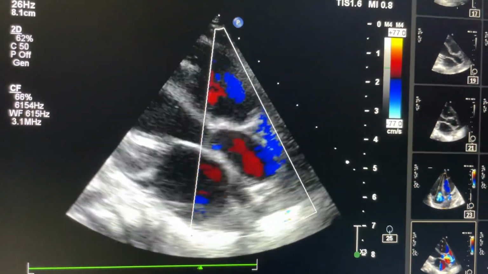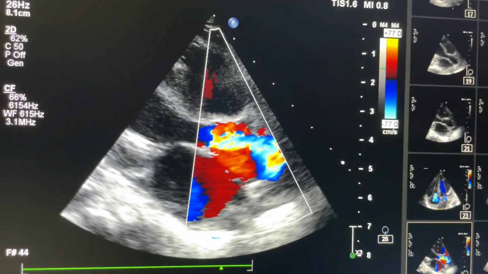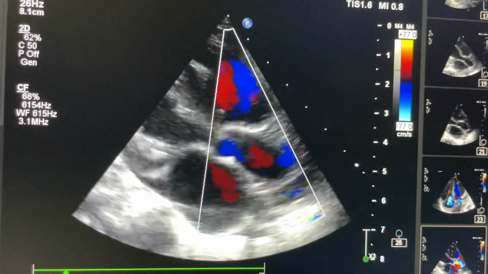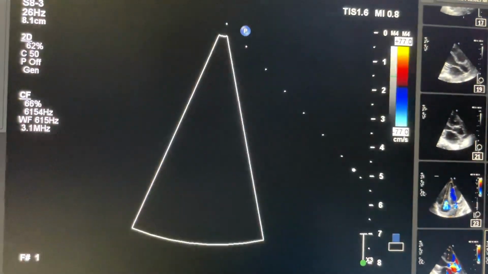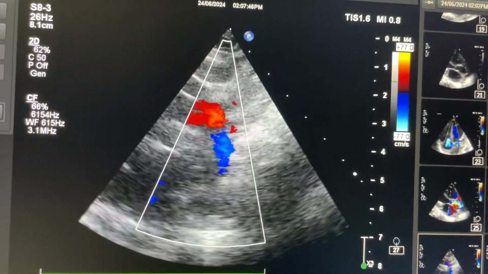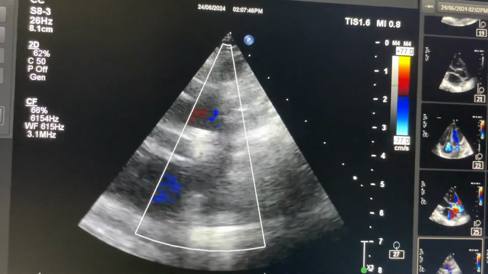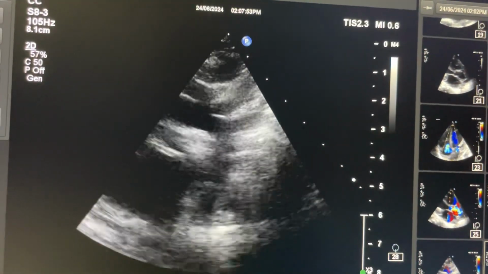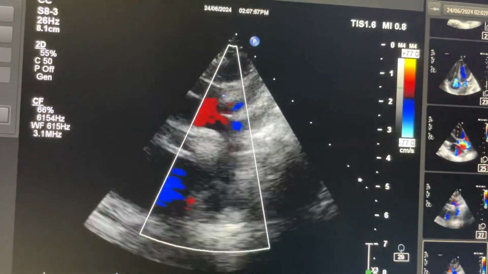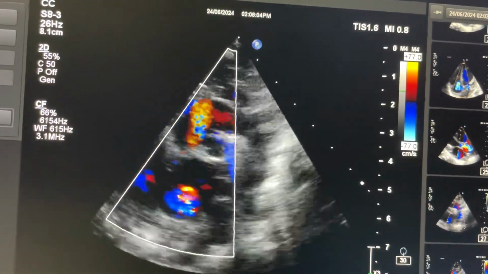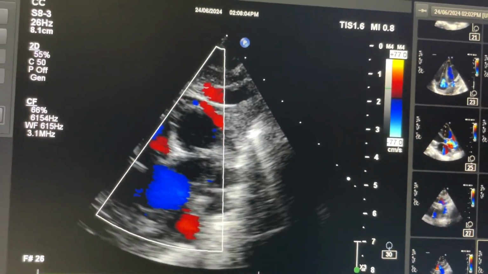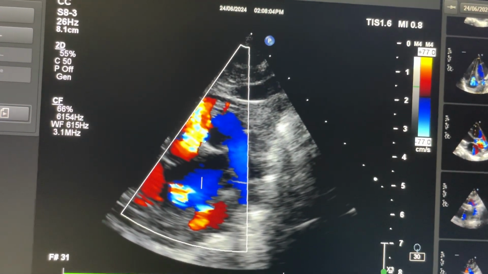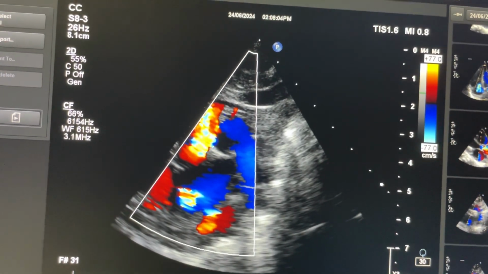Now see, in the aorta the most turbulent flow is here. This is the arch and descending aorta, which is normal, no coarctation of aorta. Again you see the same thing, no coarctation of aorta. The ascending aorta has very turbulent flow. Here this is the left ventricle, this is the aorta, and the flow here is quite turbulent.